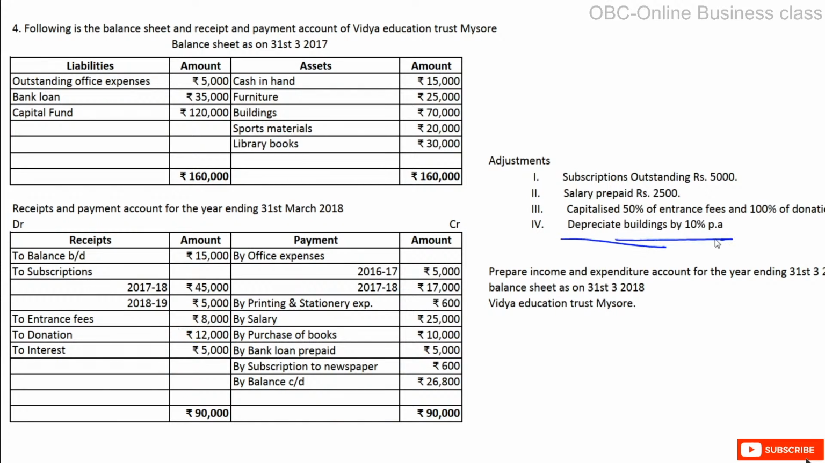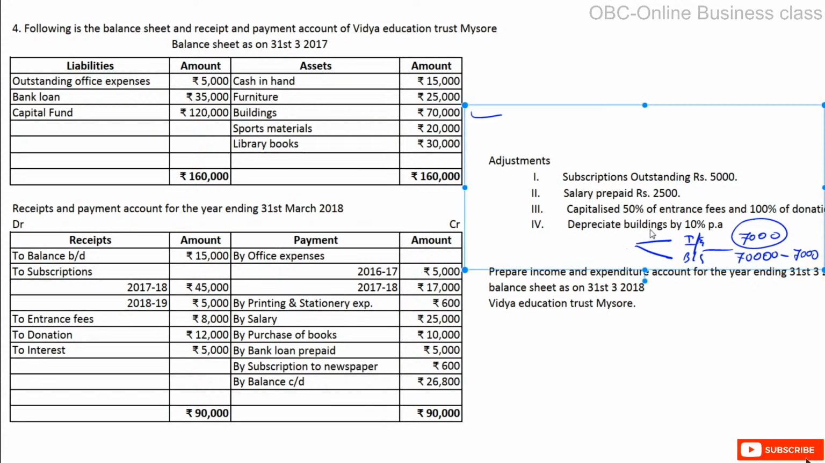Next, building depreciation 10%. This building has to be affected in two accounts, one is income and expenditure account and the other one is balance sheet. In income and expenditure account, you will be recording 10%, that means 10% of building, which is 70,000. For 70,000, 10% is nothing but 7,000. In balance sheet, 70,000 minus 7,000. We'll be recording 7,000 in income and expenditure account, only the depreciation amount, but in the balance sheet you need to subtract that 7,000.